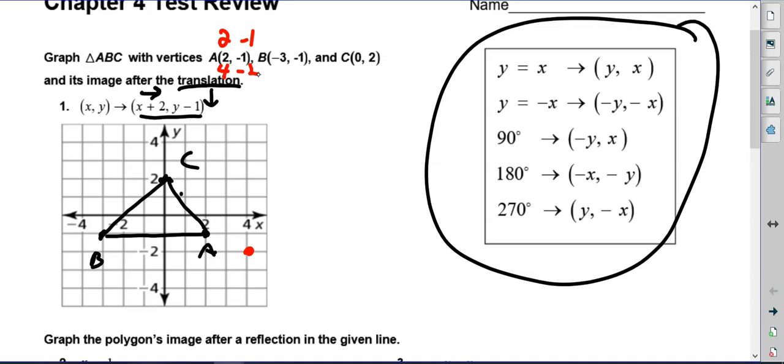And that's where we end up, 4, -2. Whatever way you're comfortable with. For these, I prefer just counting. So right 2, down 1. Right 2, down 1. Make your new triangle and label A prime, B prime, C prime. Okay.